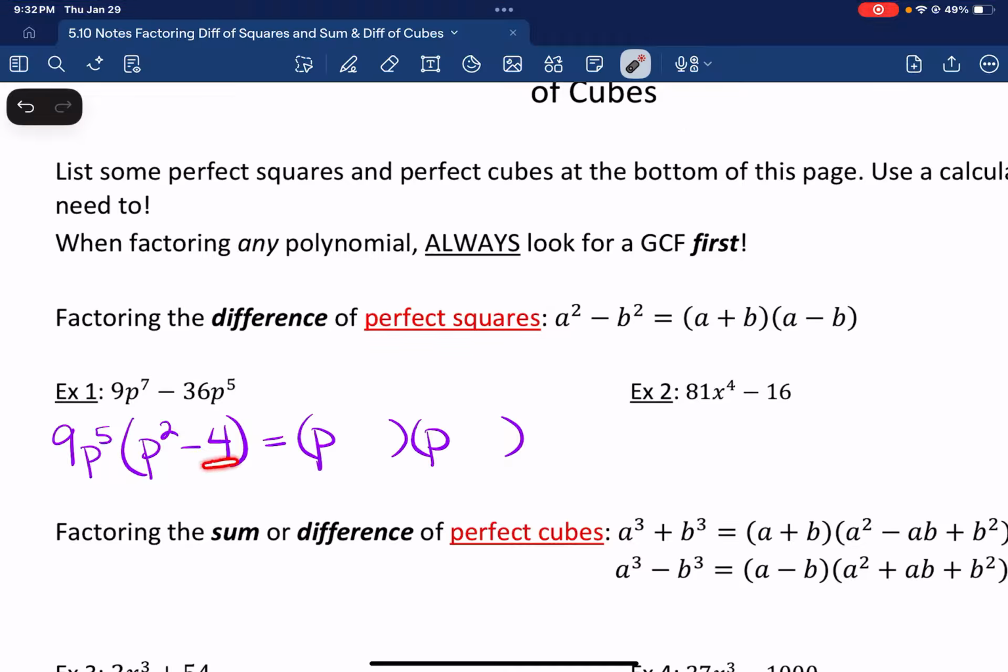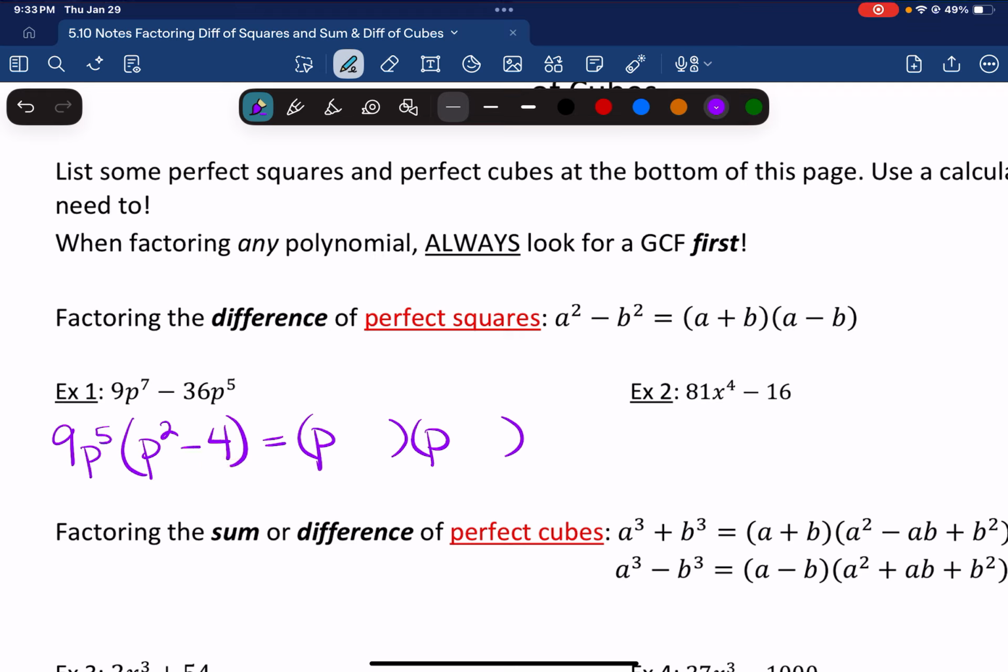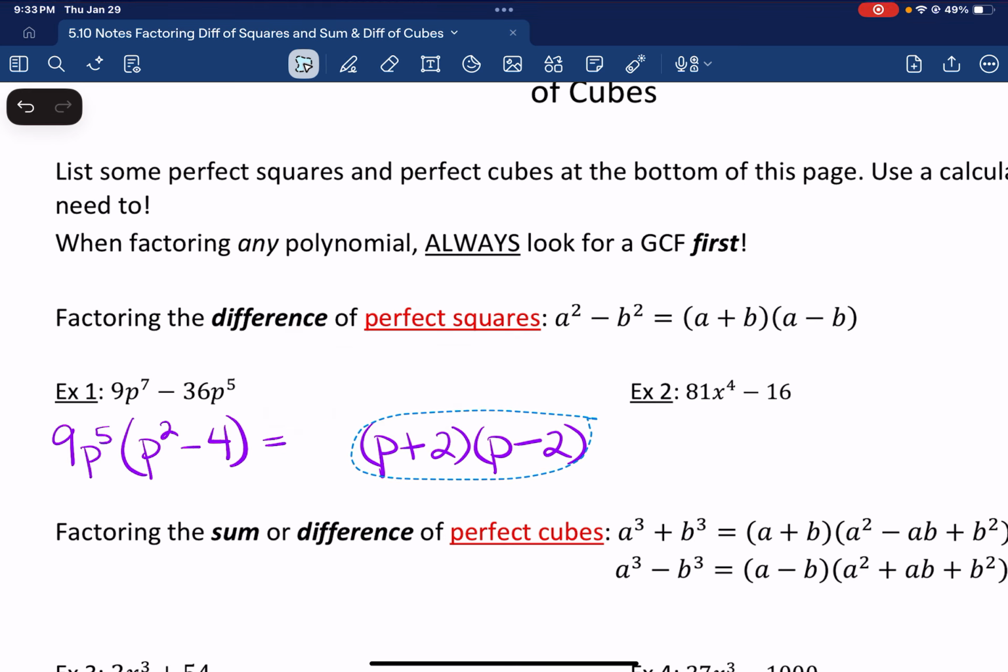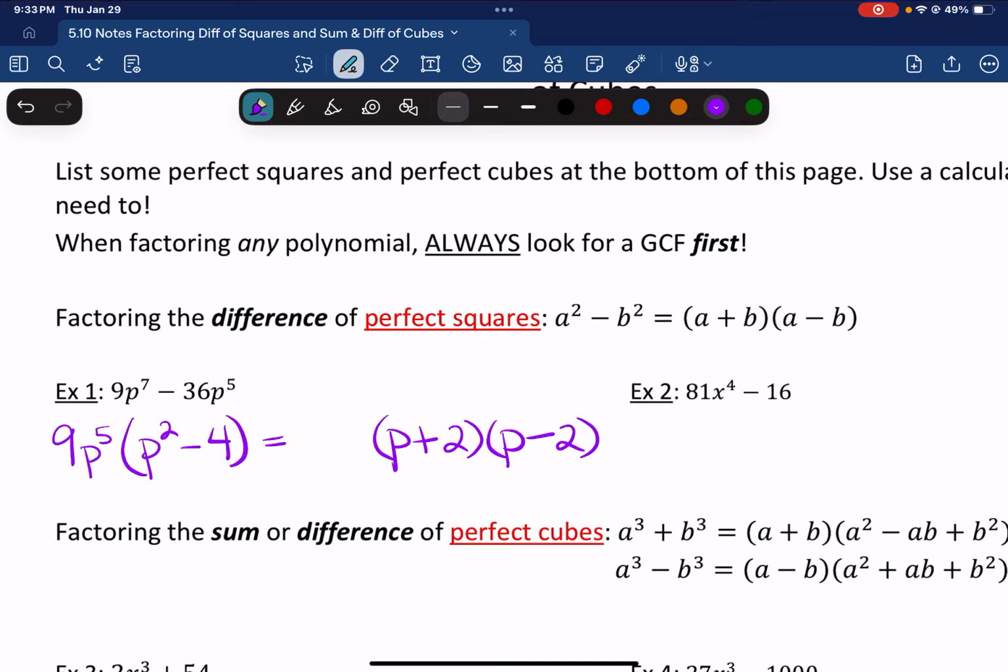All right, what number times itself makes a 4? Well, that would just be 2 times 2. So in the back of each of the binomials, we'll have a 2 and a 2. Now, one of those values will be a plus and the other binomial will be a minus. And that's how you factor it every single time. But look, I forgot to bring over my GCF. Don't forget about your GCF. 9p to the 5th power, you're just going to bring down in every single step. And that is the factored form for example 1.